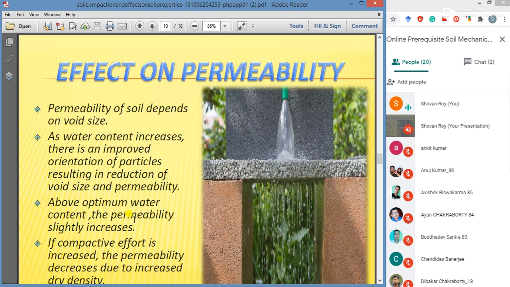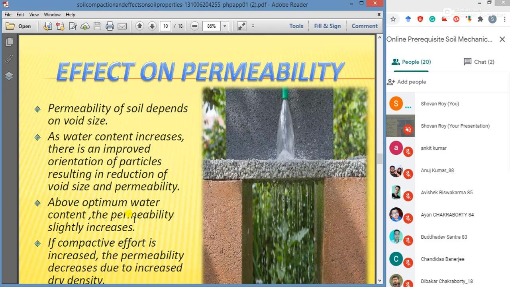Number two, for the same density, fine grained samples compacted dry of optimum are more permeable than those compacted wet of optimum. This is so because these soils have a flocculent structure when compacted dry of optimum, and have a dispersed structure, that is parallel orientation, when compacted wet of optimum.